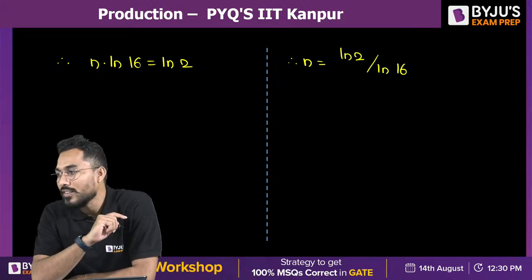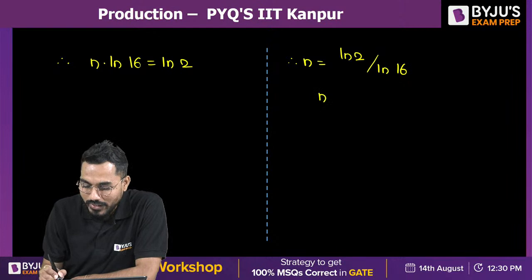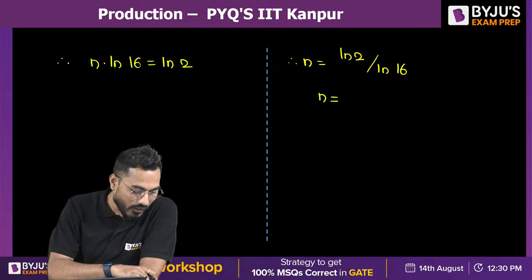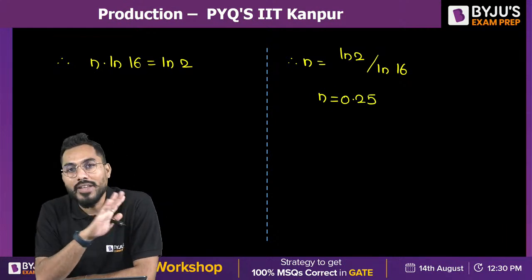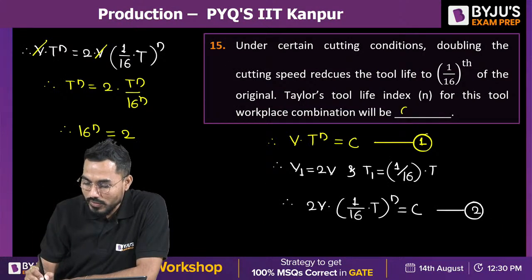So you tell me, how much answer is coming? Has anyone calculated the answer? How much answer is coming? So I'll say that you'll get an answer n equal to 0.25. As simple as that. So my answer will be 0.25.